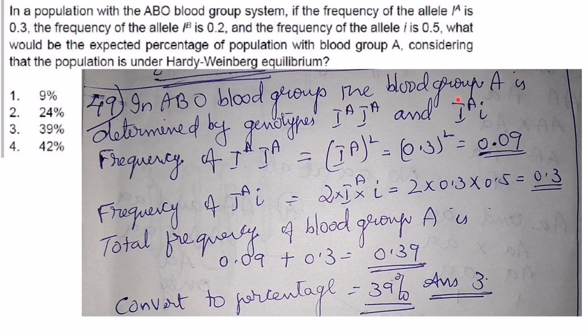In the ABO blood group, the blood group A is determined by the genotypes capital IA IA and IA small i. So the frequency of the IB allele, we need not take into consideration. Now frequency of IA IA is IA square, that is 0.09. Frequency of IA small i is 2 into IA into i. So substitute the values, you will get 0.3. Then total frequency of the blood group is, add this, it is 0.39 and convert it into percentage, you will get it as 39%. So answer here is option 3.